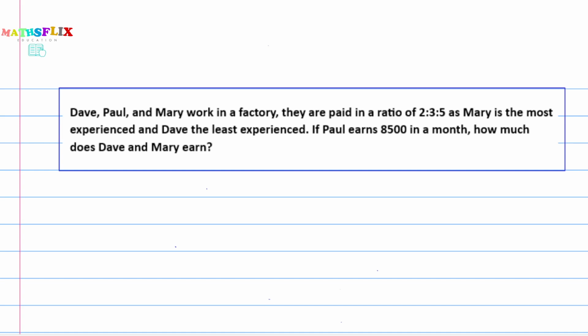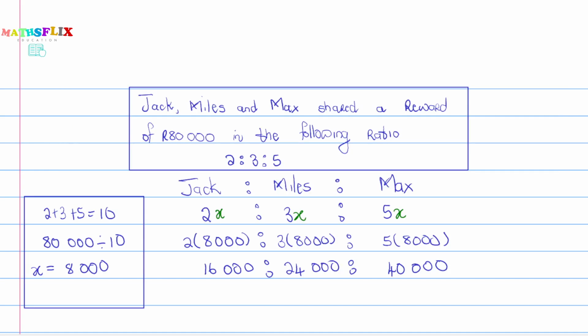Well, this question is almost similar to the one that we saw right now, whereby we know that Paul earns 24,000. However, 3x is equal to 24,000 if we write it in that way, as well as 5x in this regard will become 40,000. And here for Dave, 2x is 16,000.